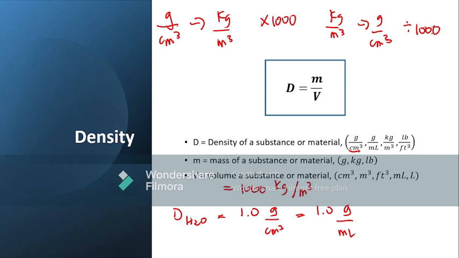Okay? So, again, the density, simple. The formula for the density is mass over volume. So, mass of a substance over total volume of a substance. So, this one can be in terms of grams, kilogram, pounds. This one, the volume, it can be in terms of cubic centimeter, cubic meters, cubic foot, ml, or liters. Okay? So, yun lang. Yun yung formula natin.